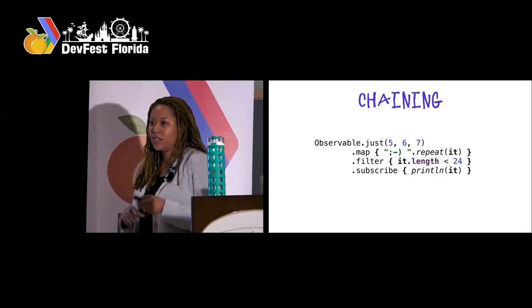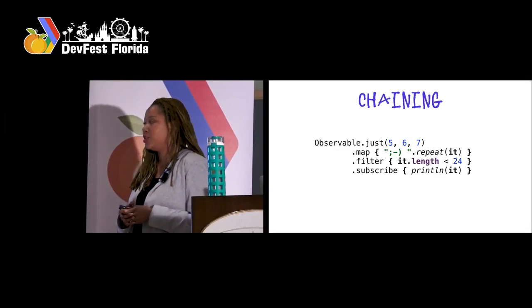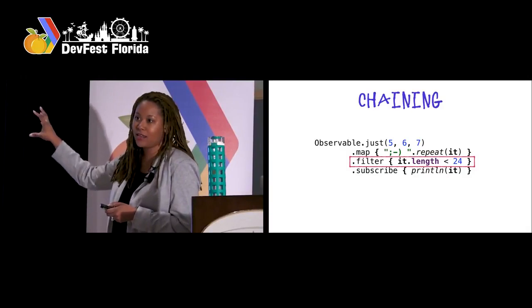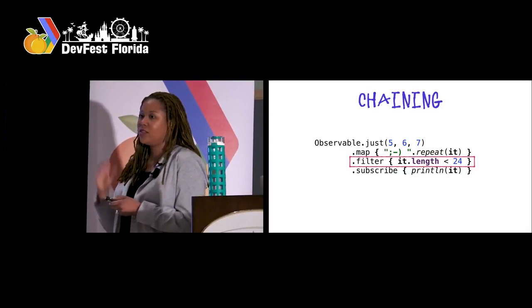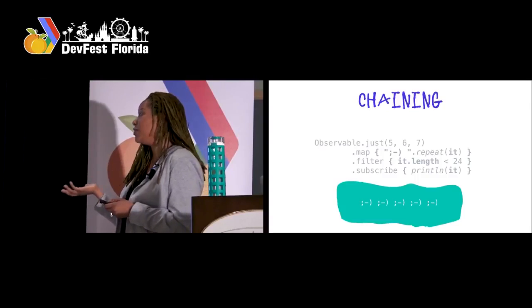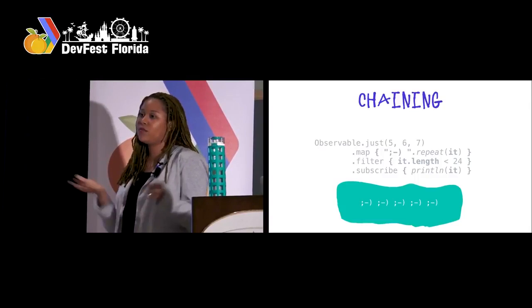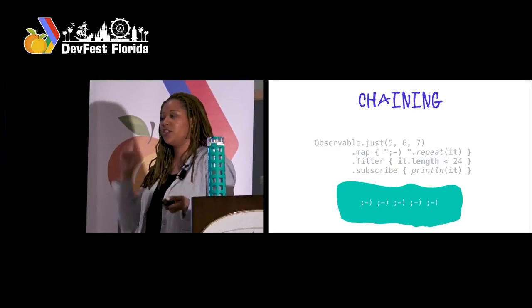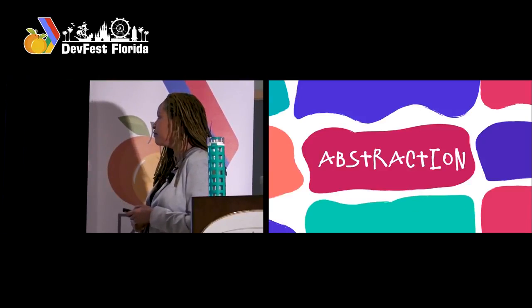What about chaining? That's one thing people really love about RxJava. We took the same code, except this time we chained in the filter operator. This is going to impact the output that we receive. So now we only get one row of old school emojis. So just like that, we see data transformation, chaining using RxJava.